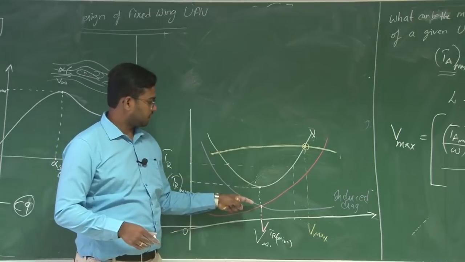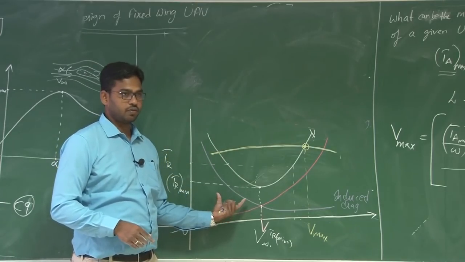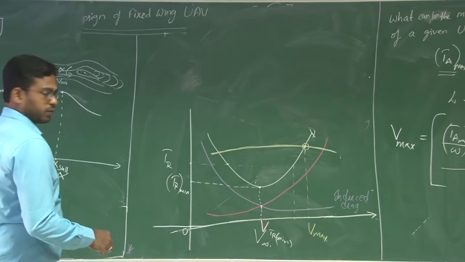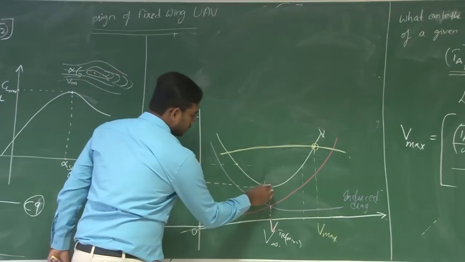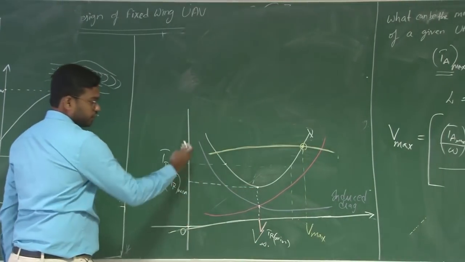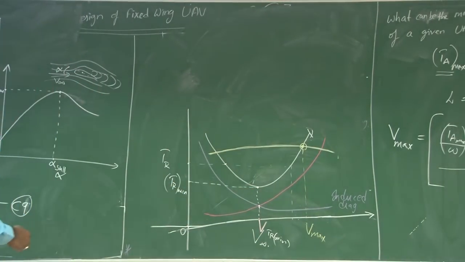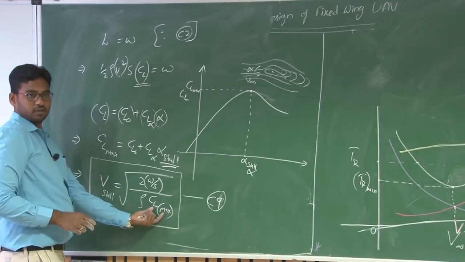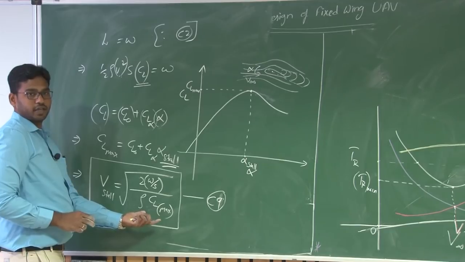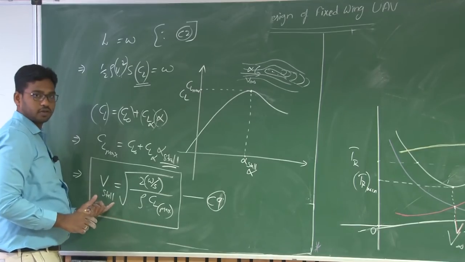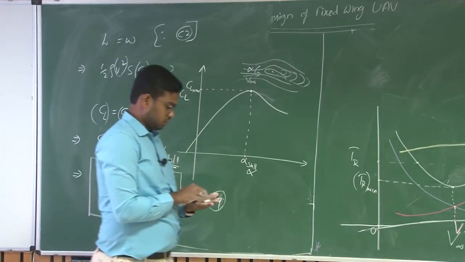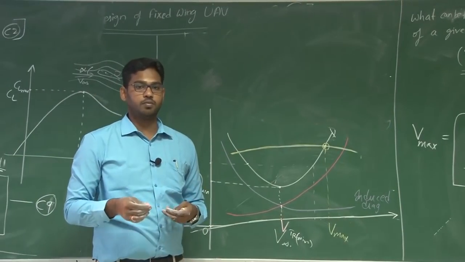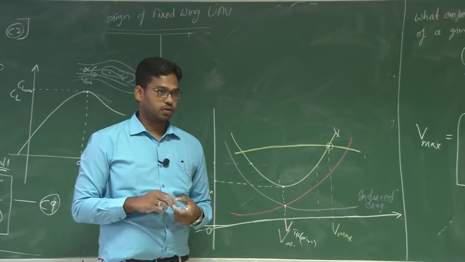This is the unstable region for flight, right? This is the velocity region for unstable flight. But we want a stable flight. So this is the minimum velocity from this curve. But we have V stall, which is obtained from the aerodynamics. When we trim the aircraft at CL max, you will get the corresponding stall velocity. Now, which one do we need to consider as the lower limit? There is an ambiguity, right?